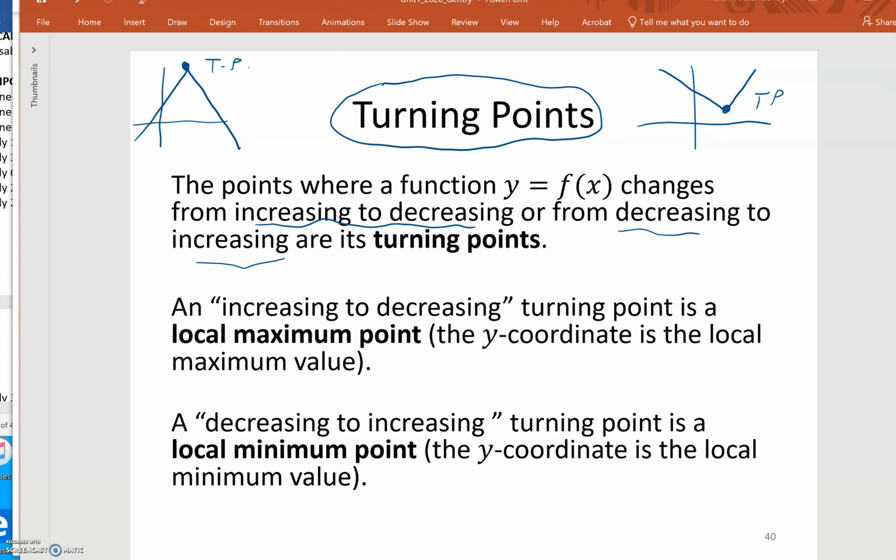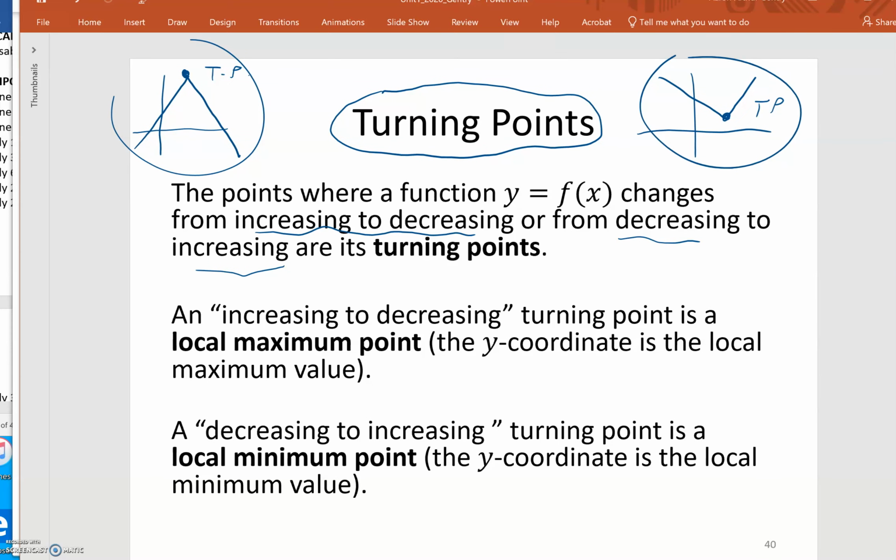Now, you can clearly see that although these are both turning points in the sense that we turn from one kind of behavior to another, there is something different between this and this. Namely, one is a high and the other one's a low. So as you can see down here, when we have an increasing to decreasing turning point, that's called a local maximum. And when you have a decreasing to increasing turning point, that is called a local minimum.